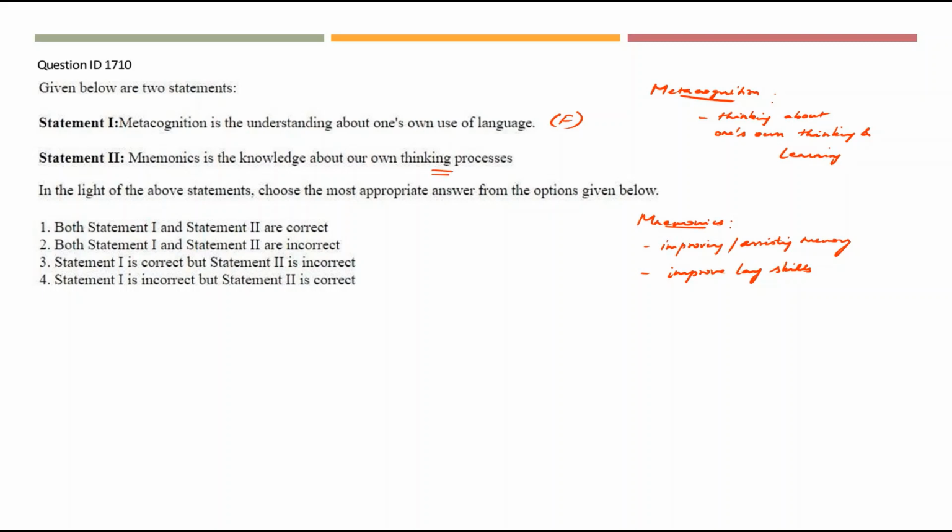It's about improving memory because what we store inside our brain is memory. Thinking is we have to go beyond what is in the memory. Statement 2 is also false here. Option number 2, both statement 1 and statement 2 are incorrect will be the right answer.